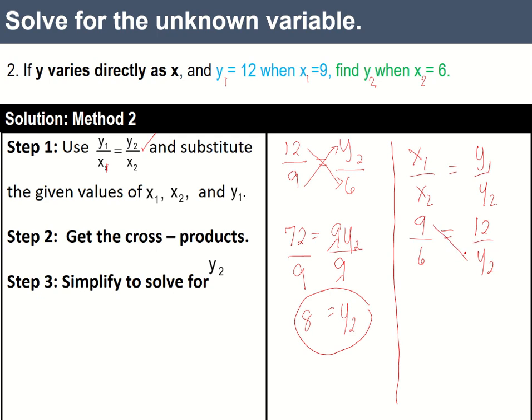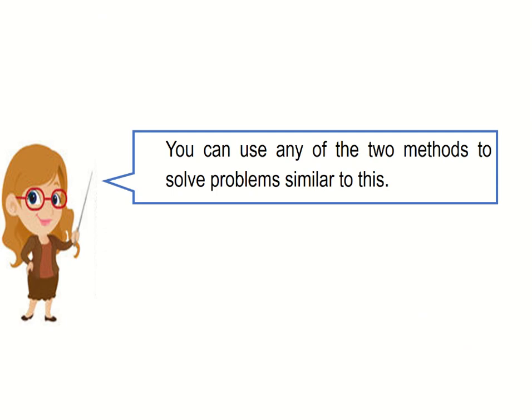Get the cross product. So we have 9 times y sub 2 equals 6 times 12, which is equal to 72. To solve for y sub 2, isolate it on the left side. So divide both sides by 9. So we have y sub 2 is equal to 8. So, regardless of the equation that you will be using, you'll still be arriving at the same answer. Then, you can use any of the two methods to solve problems similar to this.